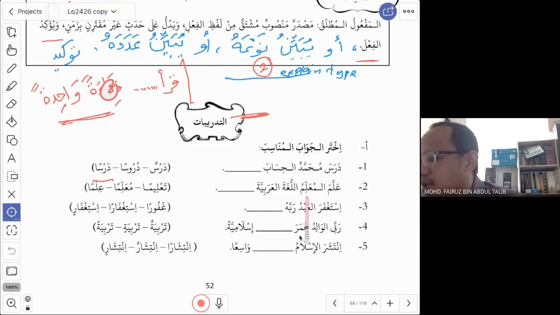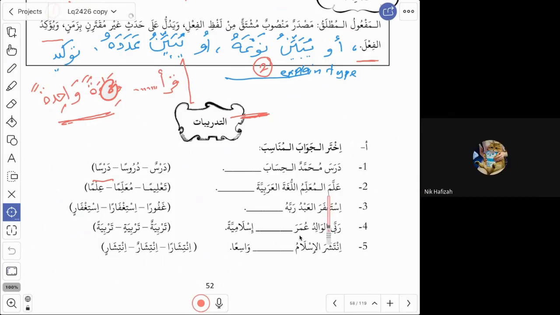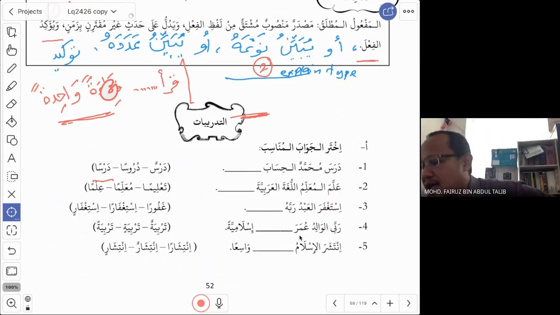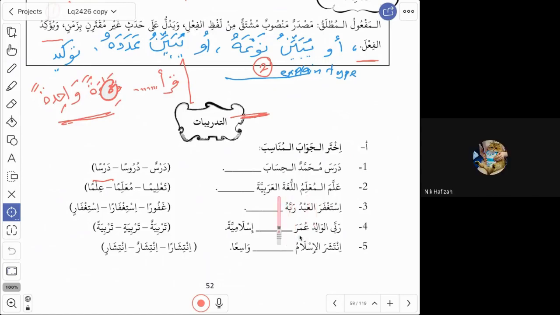Allama al-muallimu al-lughata al-arabiyyah. Allama, what does it mean? To learn, to teach, to know. Which one? Teach. Allama is to teach. Muallimu is the teacher. So allama al-muallimu al-lughata, this is the maf'ul bih, lughata al-arabiyyah.